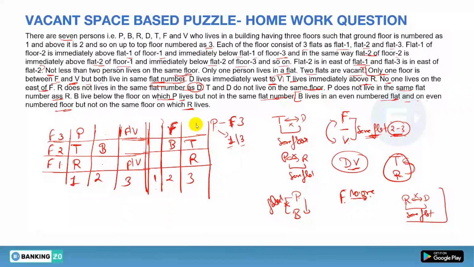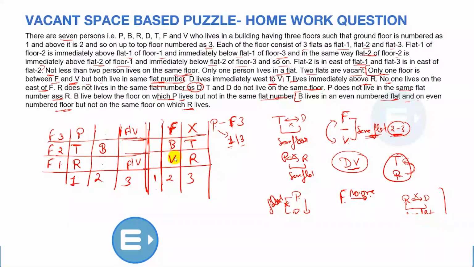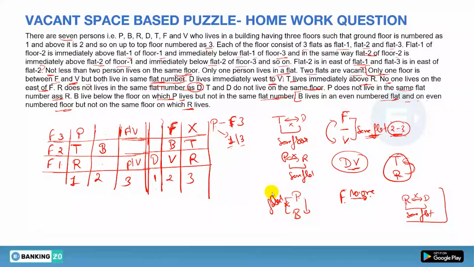And to the right of F, this must be the vacant flat. And V must be here, and to the immediate west of V it must be D. Is it clear or not? Done or not? Till here everything is clear.